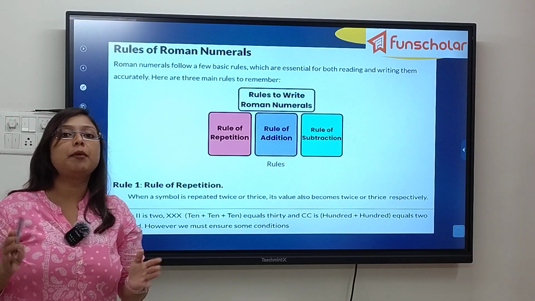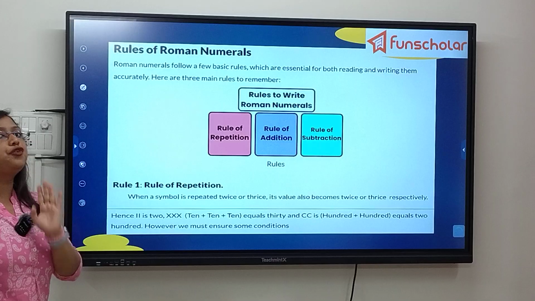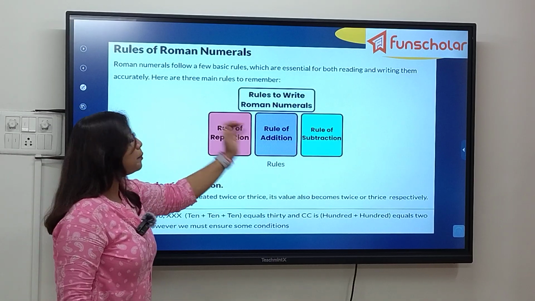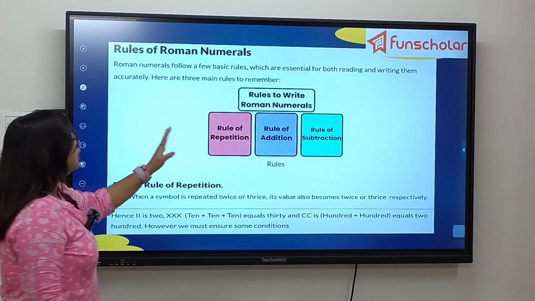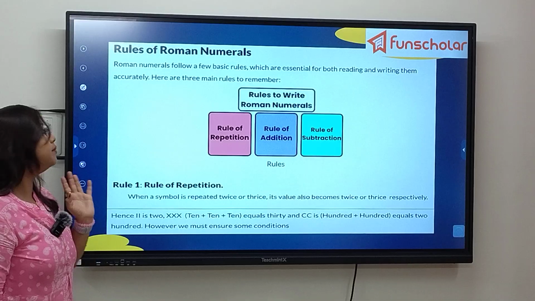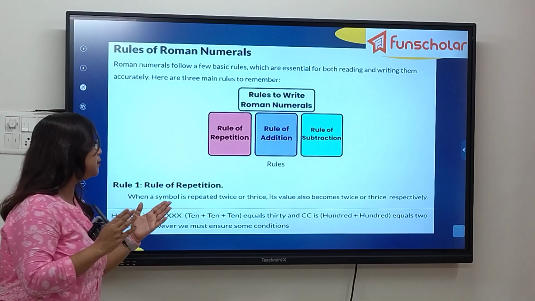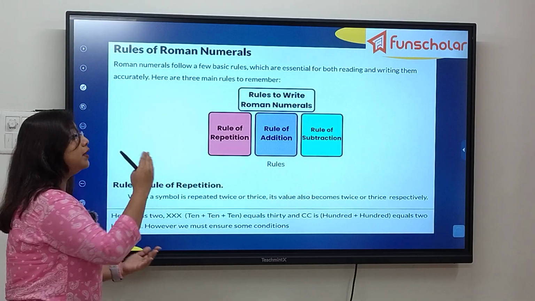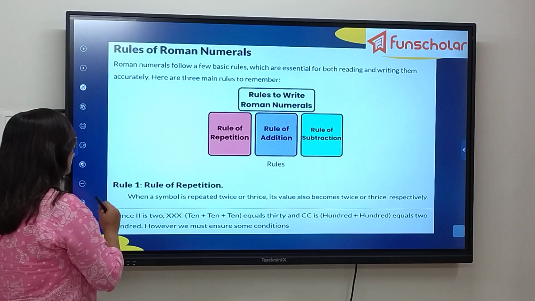Now, let's learn about some rules of Roman numerals. There are basically 3 rules: rules of repetition, rules of addition and rules of subtraction. Today we will learn about rules of repetition. What is the rule of repetition? When a symbol is repeated twice or thrice, then its value will also become twice or thrice. Let's learn about it.